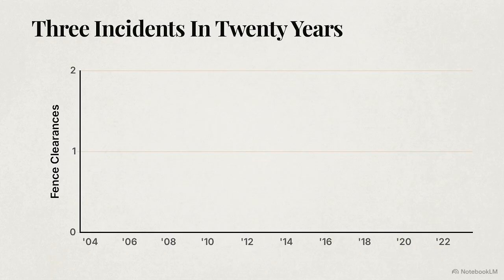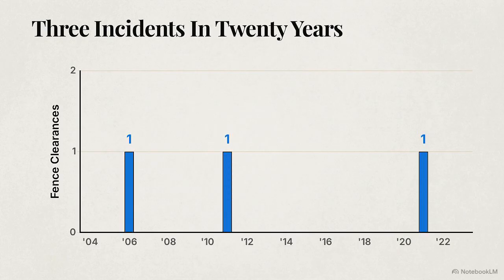This chart analyzes the first variable, foreseeability. If we look at the club's historical data along this 20-year timeline, we see exactly 3 instances where a ball cleared the 4-meter fence. Because the timeline proves it has happened 3 times in 2 decades, a ball clearing the fence is undeniably a legally foreseeable risk.